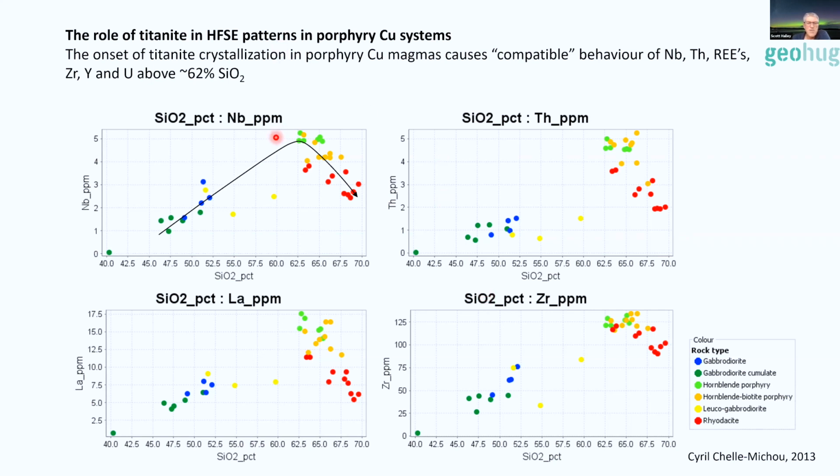In porphyry systems, these things will get to about 60% SiO2, and then they start declining. So in porphyries, there is a mineral phase that begins crystallizing at about 60% SiO2 that accommodates all of these elements that are normally incompatible. Really distinctive characteristic of porphyry copper magmas.